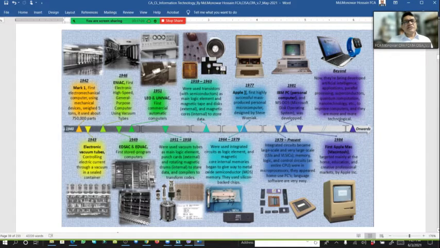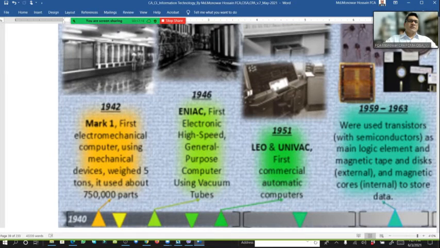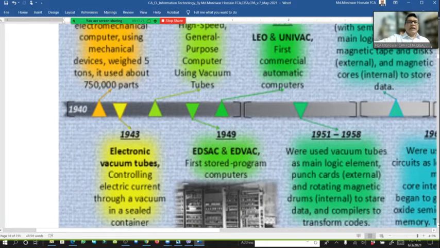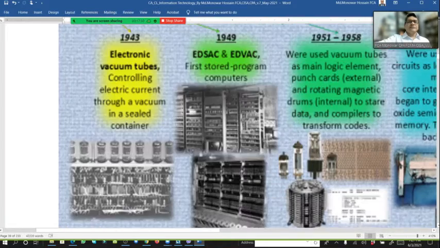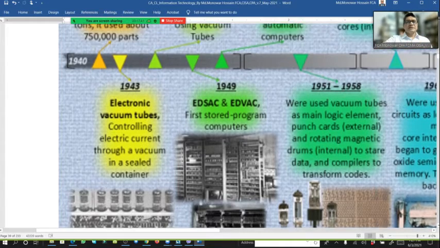In 1942, the Mark I, an electromechanical computer using mechanical devices. Its weight was 5 tons, and it used about 750,000 parts. In 1943, the electronic vacuum tube, controlling electronic current through a vacuum in a sealed container.